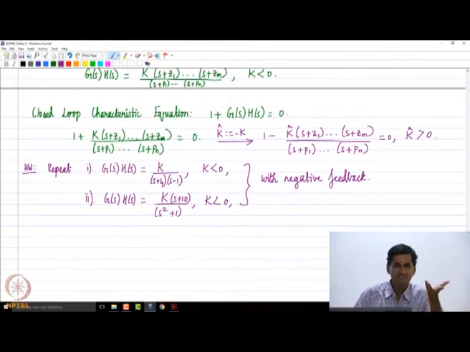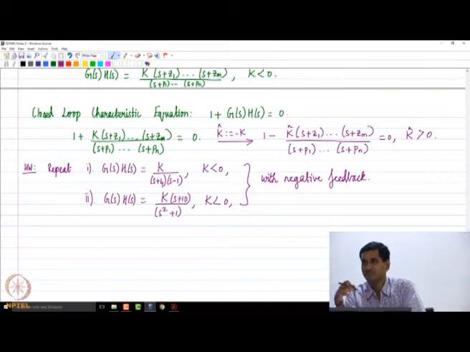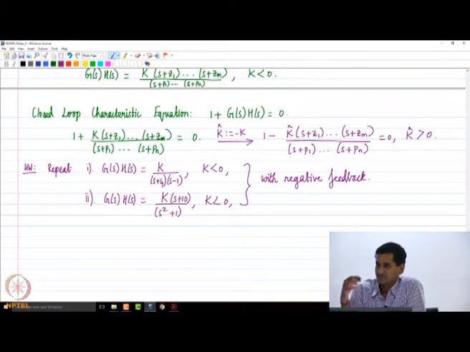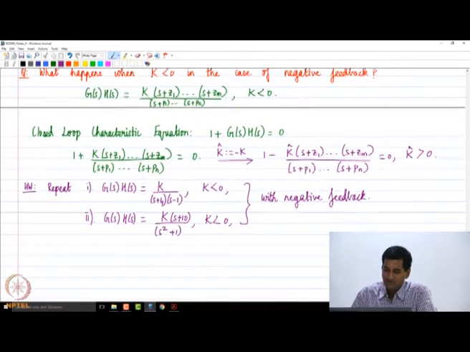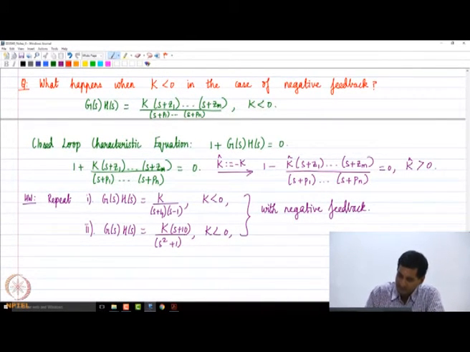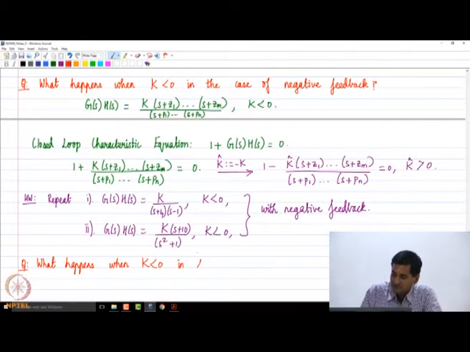Is it clear? Once you start doing it, you will become an expert in constructing the root locus. As I discussed, just follow the steps methodically, then you will be fine, right? Is it clear? Now let me ask you the follow-up question, where I think the answer would become obvious to you by now. What happens when k is less than 0 in the case of positive feedback?